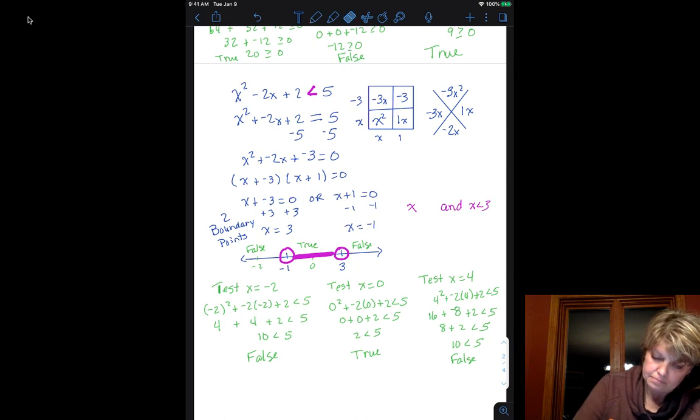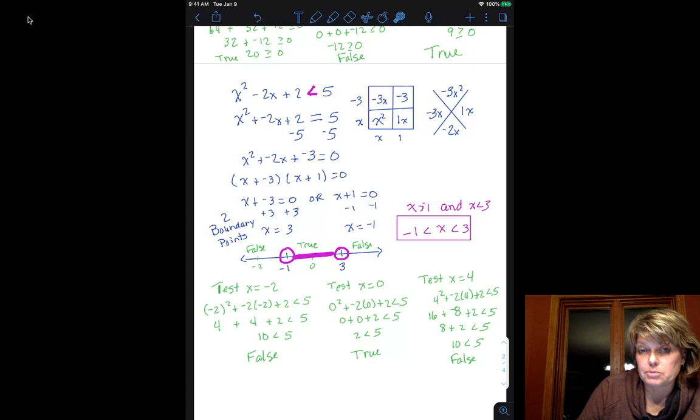Hopefully we remember how to write inequalities. x is greater than -1 and less than 3. Some of you may prefer to write that as a combined inequality. This one is probably the preferred answer. So again, we graphed our solution, and then we also wrote our solution.